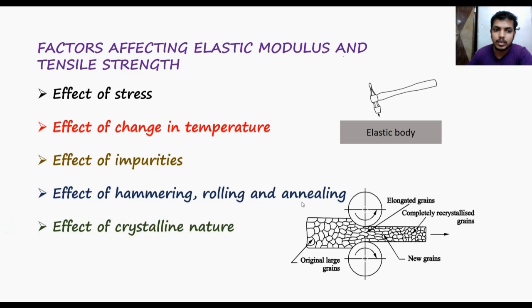And then the crystalline nature: if it is the same material with a polycrystalline structure or a pure single crystal structure, then its elastic modulus and tensile strength will be different. So these are the things we have seen today as initial syllabus ideas: elasticity, the stress strain diagram, and the factors affecting elastic modulus and tensile strength.